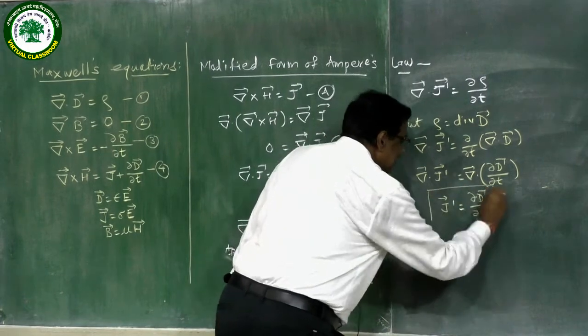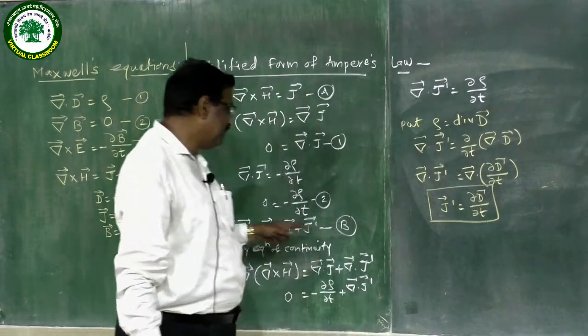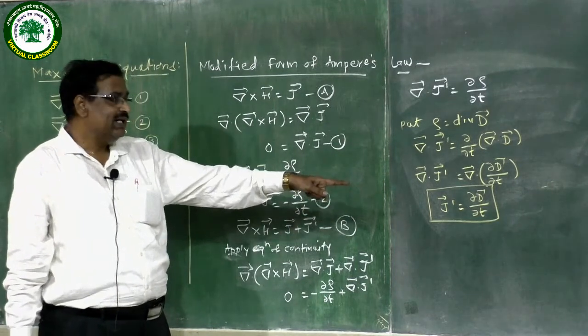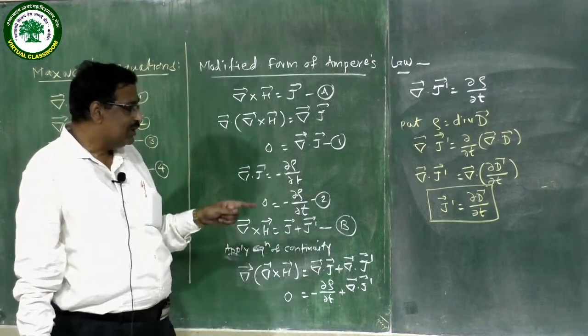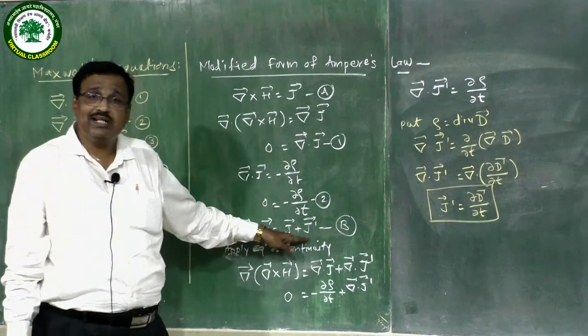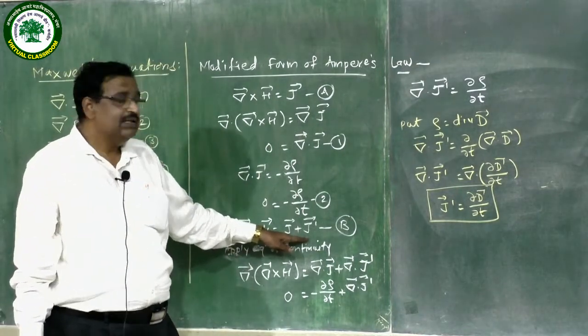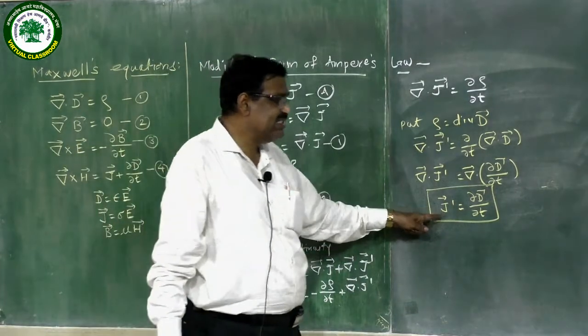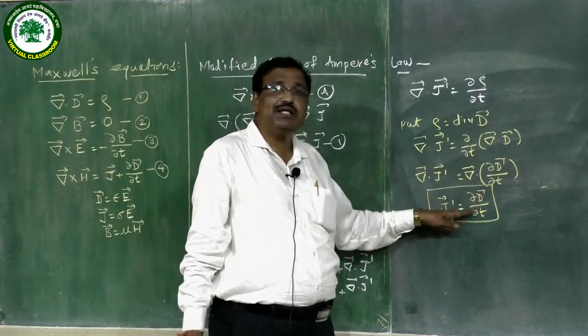So this is the new term which is added by Maxwell in equation B, that is J dash, and the value of J dash is equal to ∂D/∂t. So Maxwell proposed that there is also another type of current density which arises if there is an electric field as well as a magnetic field, and that new current density is known as displacement current density.